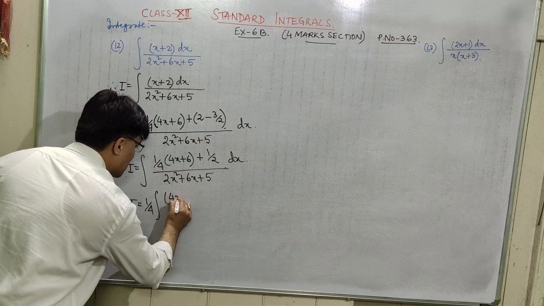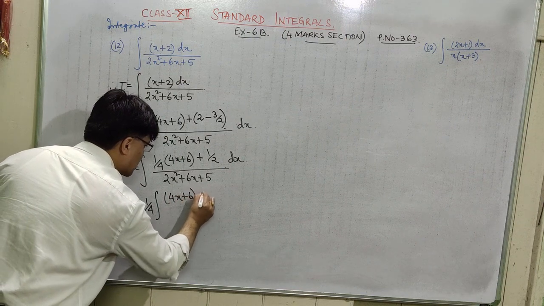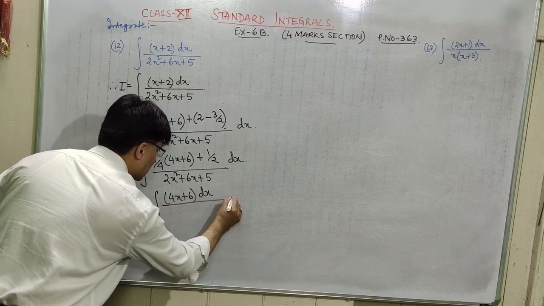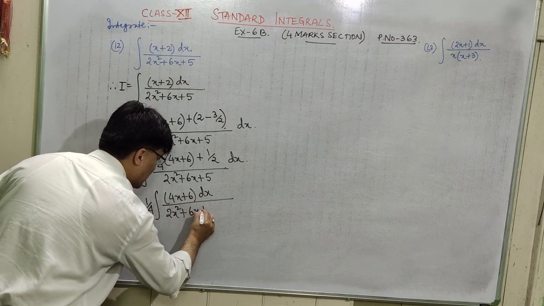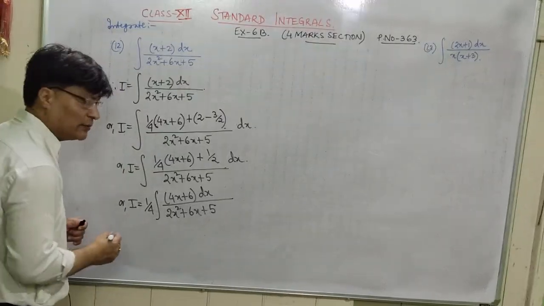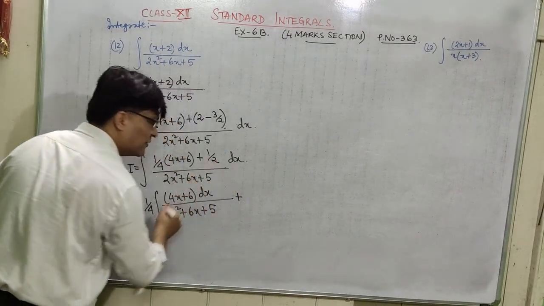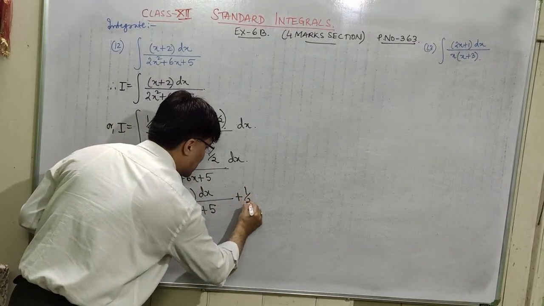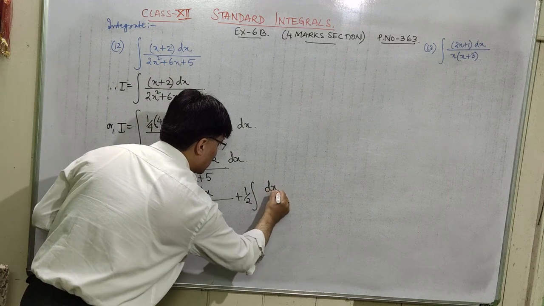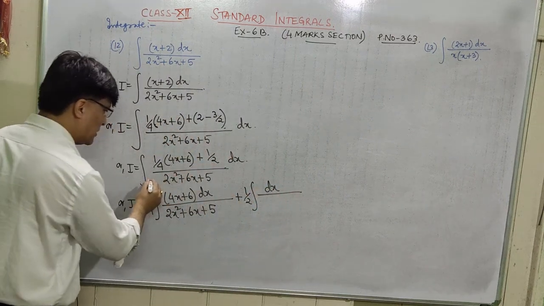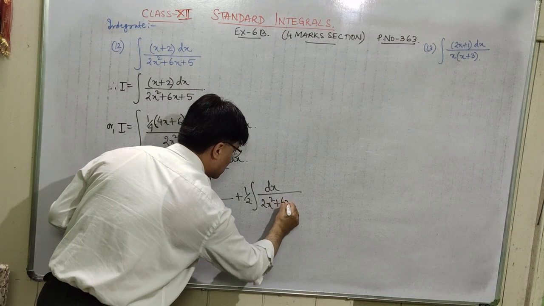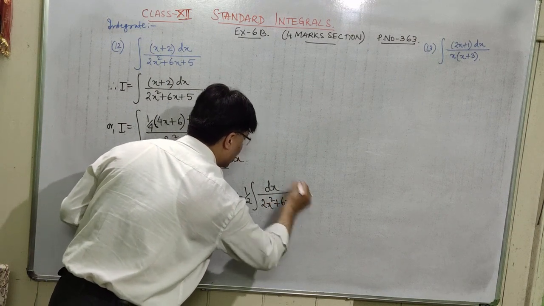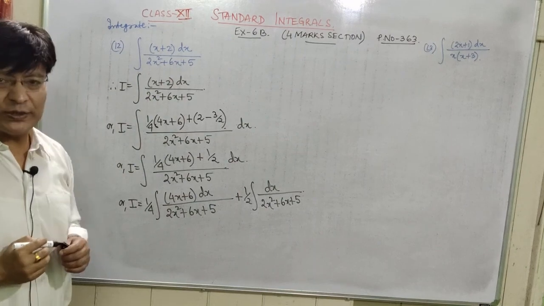Integration of (4x plus 6) dx divided by (2x square plus 6x plus 5). Is that clear? Plus half is constant, it is taken outside. Half integration of dx divided by, what is there in the denominator? It is 2x square plus 6x plus 5. So I think you have understood it.